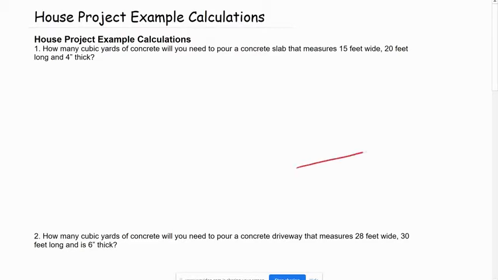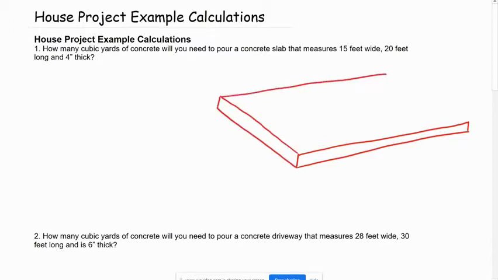And so that would look like this. A concrete slab is just like a rectangular prism made out of concrete, and so it's 4 inches thick, and this is 15 feet wide and 20 feet long. And so we have different units because the height is given in inches, so we want to get all the same units, and so 4 inches is the same as 1/3 of a foot, and that's because 1 foot is 12 inches, so 4 inches is 1/3 of a foot.